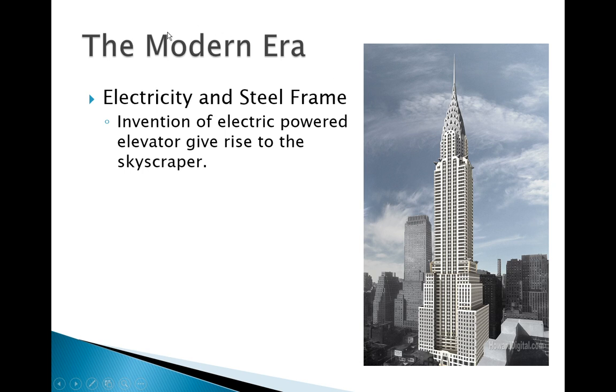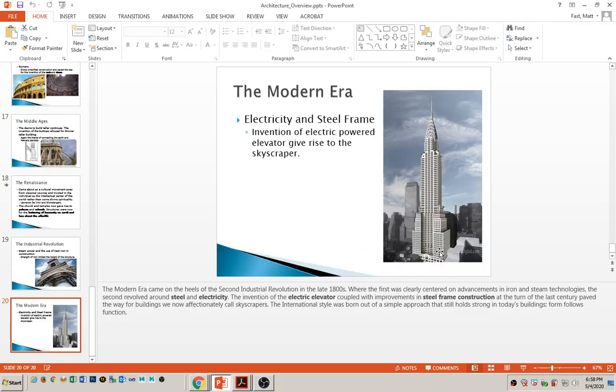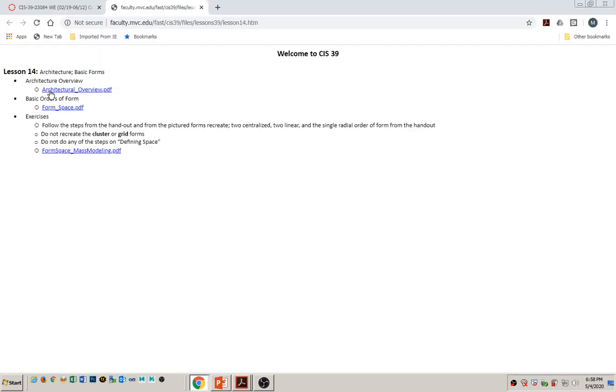All right, so if you're talking about modern era architecture, you can think about things like skyscrapers. All right, and that is it for the first set of slides. So that was everything from this first PDF file called Architectural Overview.